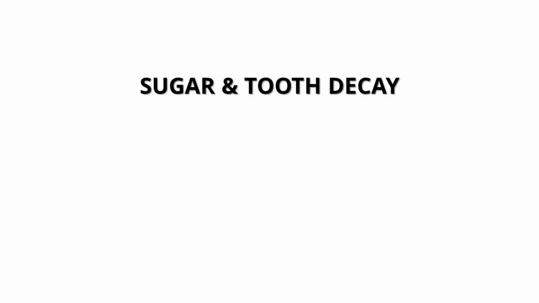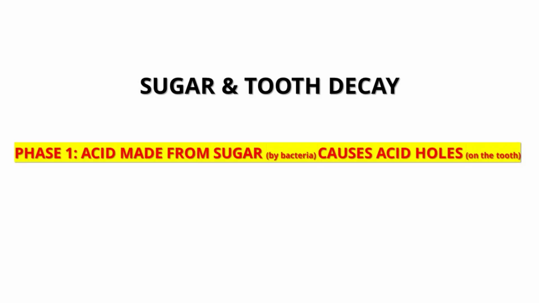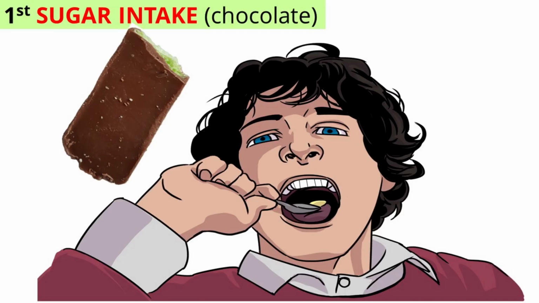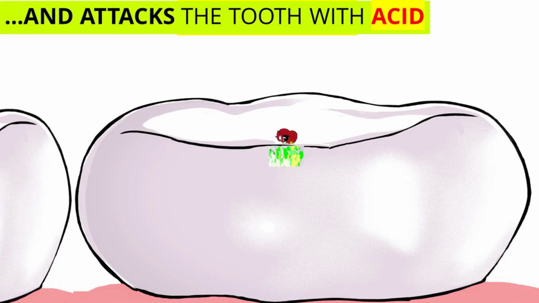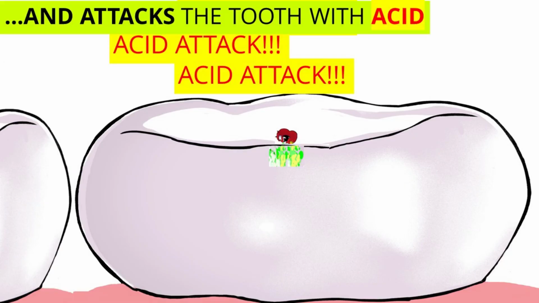Sugar and tooth decay. Phase 1. Acid made from sugar causes acid holes. First, sugar intake, and in the mouth, bacteria eats and changes sugar into acid, and then attacks the tooth with acid.